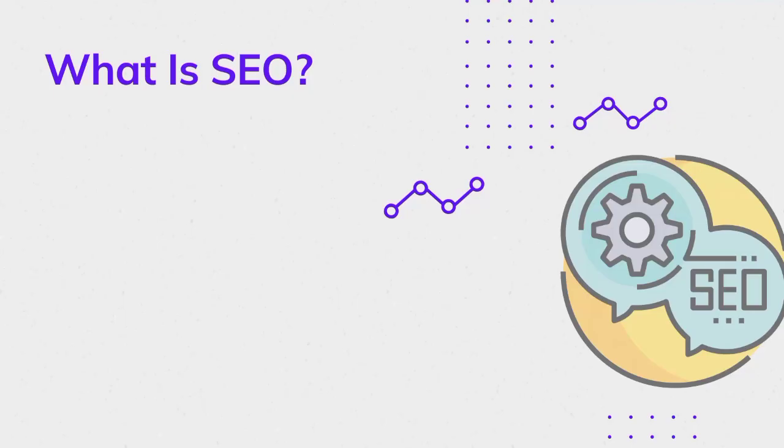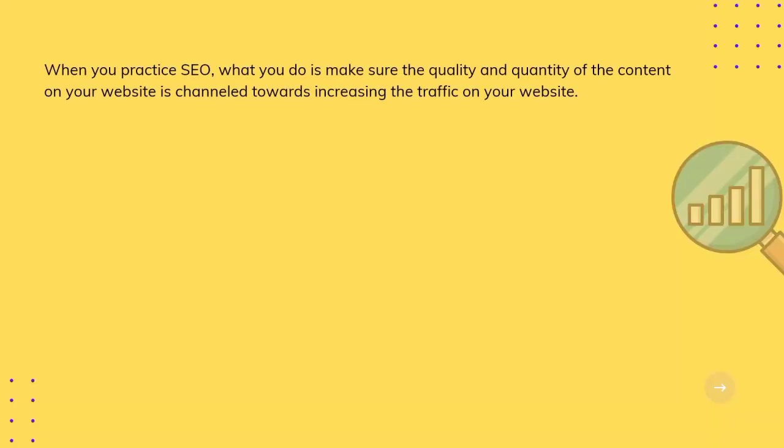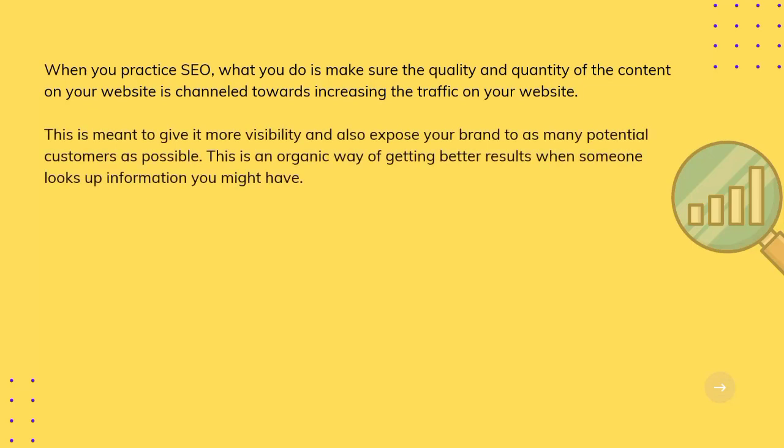What is SEO? When you practice SEO, what you do is make sure the quality and quantity of the content on your website is channeled towards increasing the traffic on your website. This means to give it more visibility and also expose your brand to as many potential customers as possible. This is an organic way of getting better results when someone looks up information you might have.